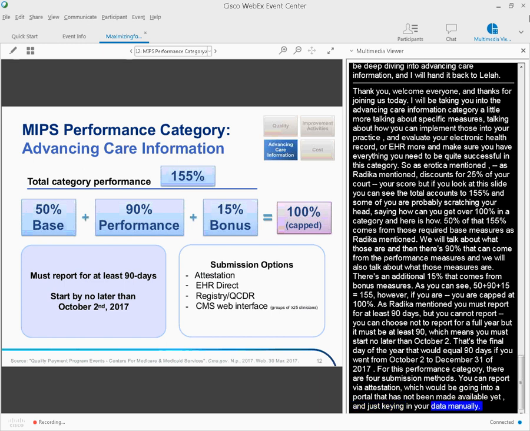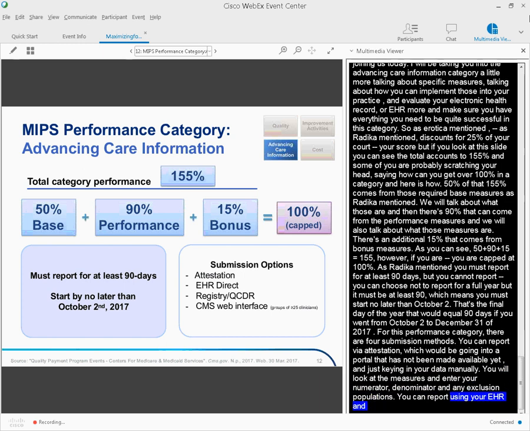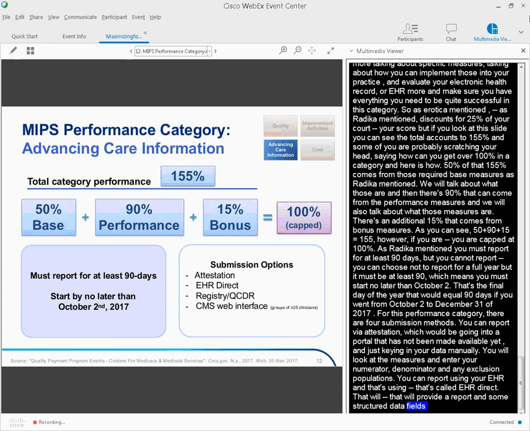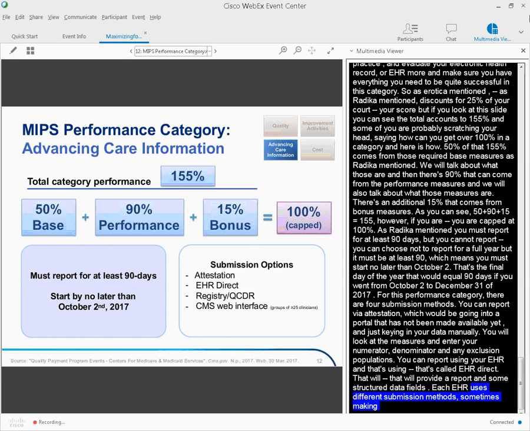You can report using your EHR, and that's called EHR Direct. Your EHR will provide a report in some structured data field. Each EHR uses different submission methods. Sometimes they make a CSV file, that's sort of a different Excel version. Some use the QRDA data files. It really depends on the vendor. So I would work with your vendor if you're planning on using that method.